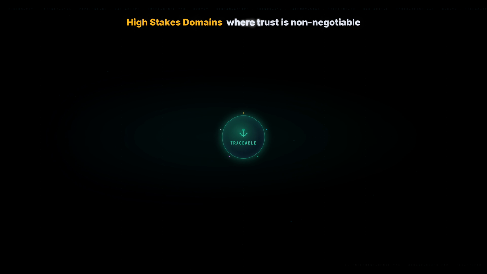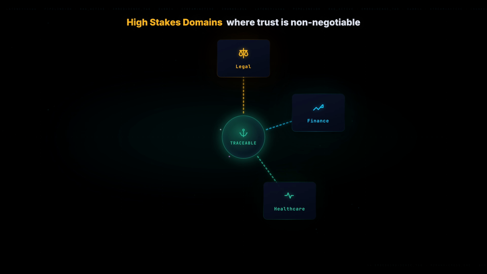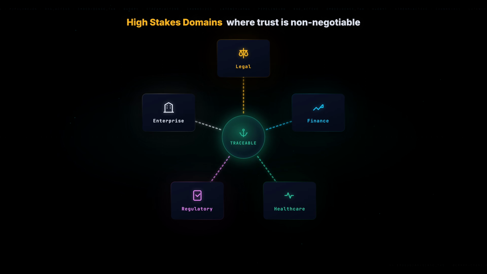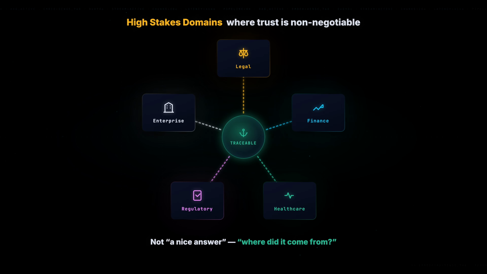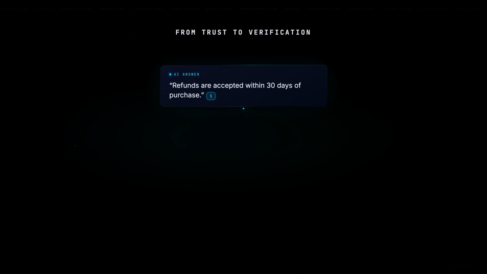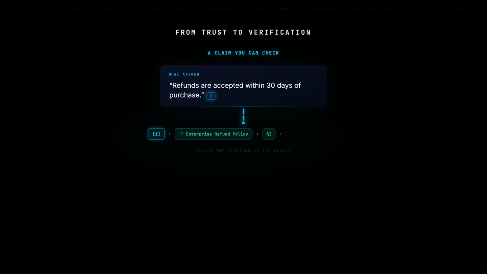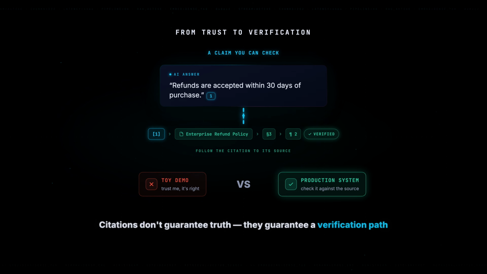This matters most in high-stakes domains, such as legal research, financial analysis, healthcare guidance, regulatory compliance, and enterprise knowledge systems. In these contexts, the question is never just, can the AI produce a nice answer? The question is, can I trace where this answer came from? Citations do not guarantee correctness, but they turn a claim you have to trust into a claim you can check. And that is what separates a toy demo from a production system.